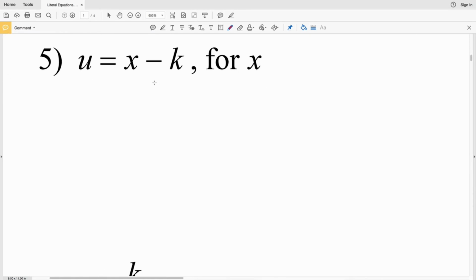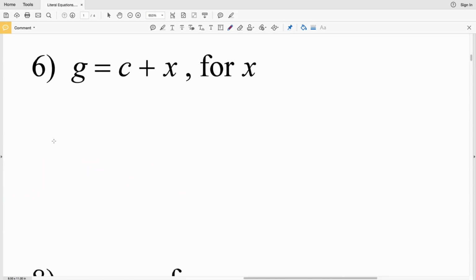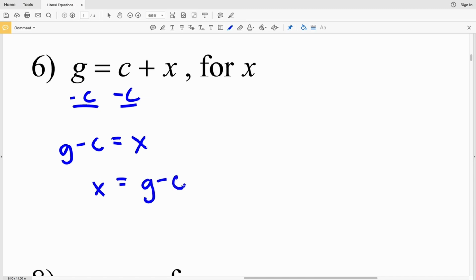And number 5, we're solving for x. So we're isolating that x. So we've got to move the k to the other side, and we'll have u plus k equal to x. And we could rewrite this, if we wanted the x on the left, as x equals u plus k. In number 6, it's asking us to solve for x, so we're isolating that x, and we're going to do so by subtracting c. When we subtract c from each side of the equation, we'll get g minus c equal to x, and we can rewrite this as x equals g minus c.